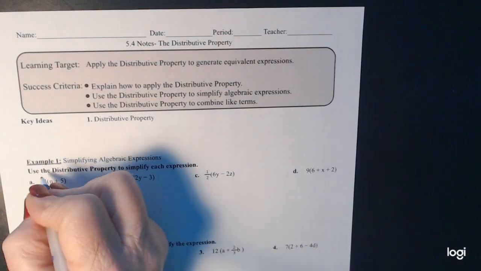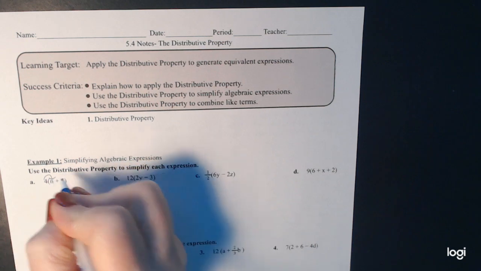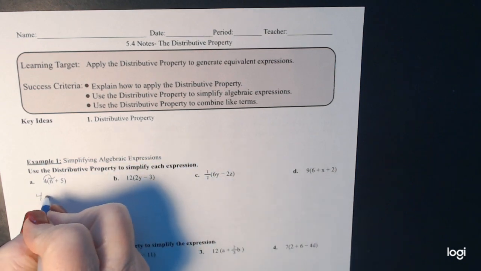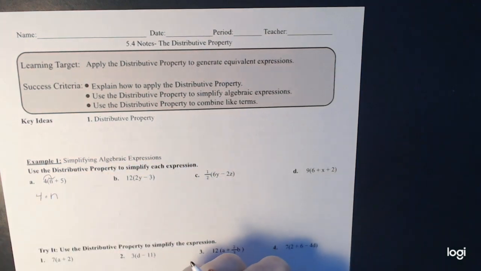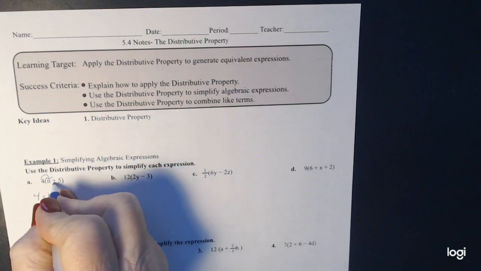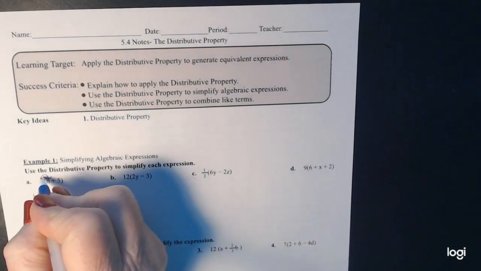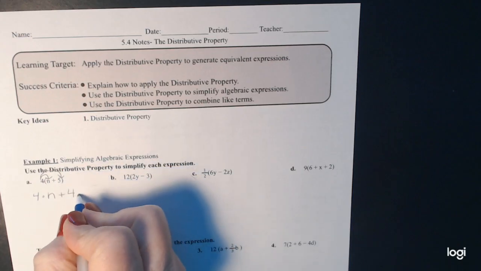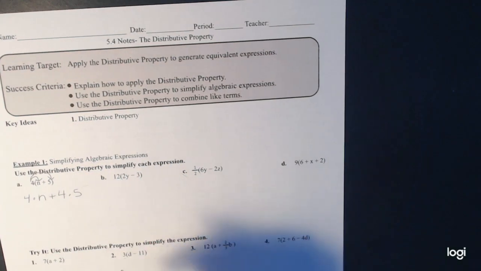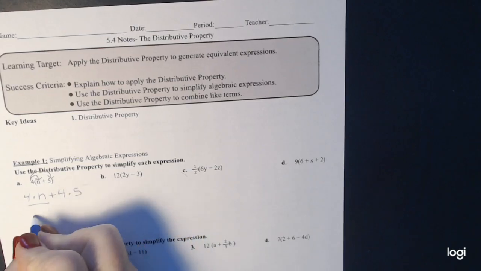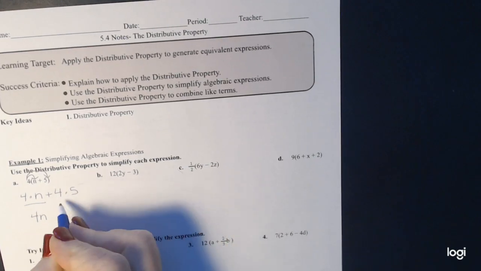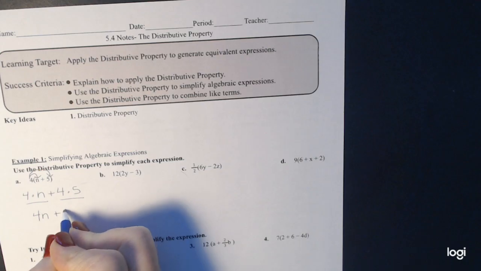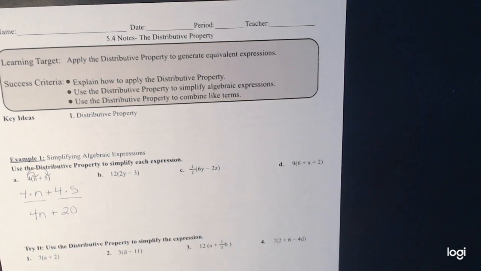Distributive property is where I make an arrow. And I have to take 4, and I have to multiply it times n. Then I bring my addition down. I have to take 4, and I'm going to make my arrow, and I have to take 4 times 5. Well, let's see. 4 times n is 4n, and 4 times 5 is 20.